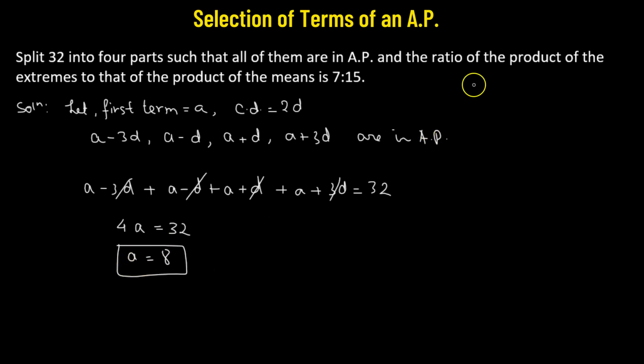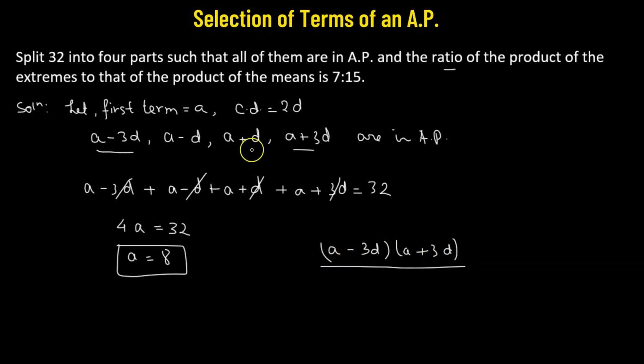Now that we have the first term, we'll consider the next scenario, which says that the ratio of the product of the extremes, so that means this is going to be the extreme, a minus 3d times a plus 3d, divided by the product of the means. The means will be a minus d and a plus d. So we have a minus d times a plus d. It's given that this ratio is equal to 7/15. So using this ratio, we'll try to obtain the value of d.